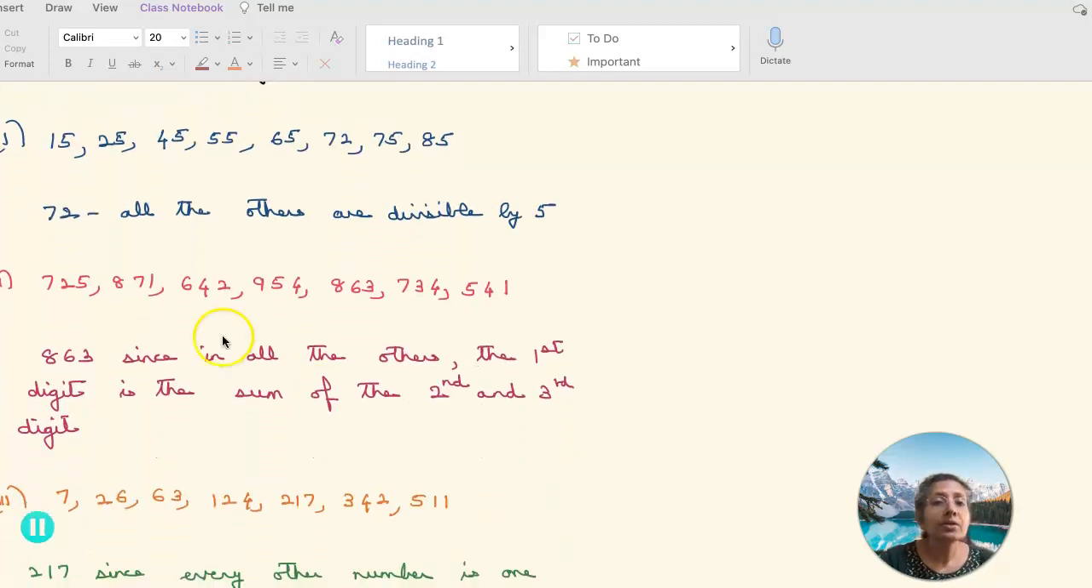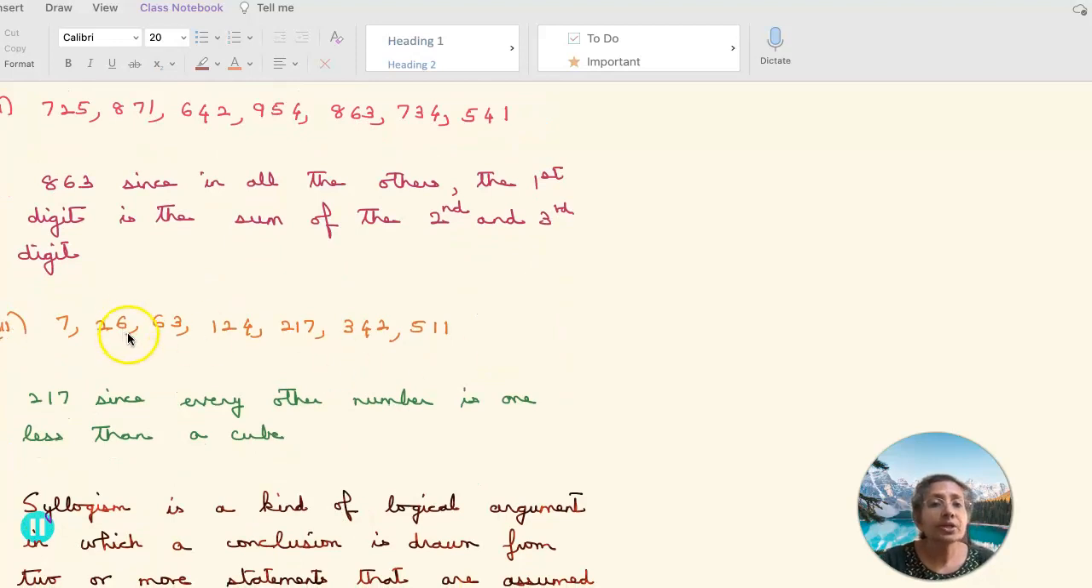Next, we have 725, 871, 642, 954, 863, 734, 541. It is 863 since in all others the first digit is the sum of the second and third. You can see that 7 is 5 plus 2, 8 is 7 plus 1, 6 is 4 plus 2, 9 is 5 plus 4, except for 863.